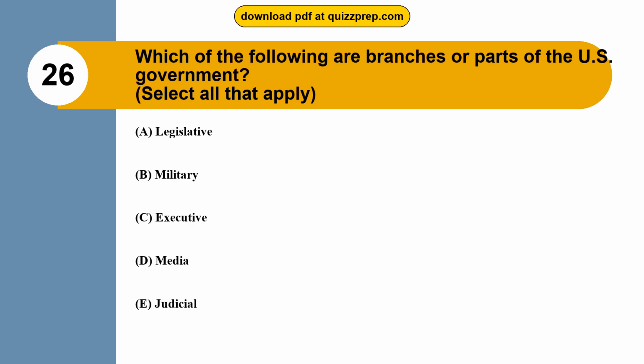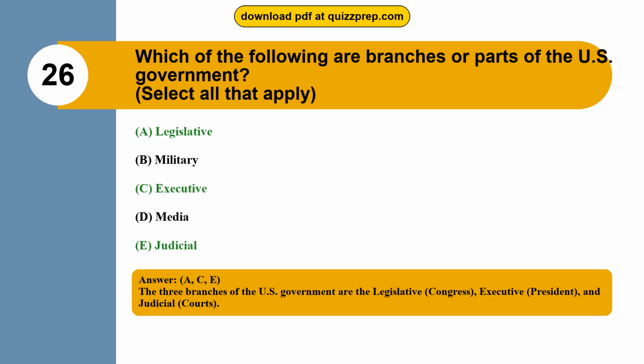Master these at quizcprep.com. Question 26. Which of the following are branches or parts of the U.S. government? Option A, legislative. Option B, military. Option C, executive. Option D, media. Option E, judicial. The correct answers are options A and C and E. Legislative, executive, judicial. The three branches of the U.S. government are the legislative, Congress, executive, president, and judicial, courts.